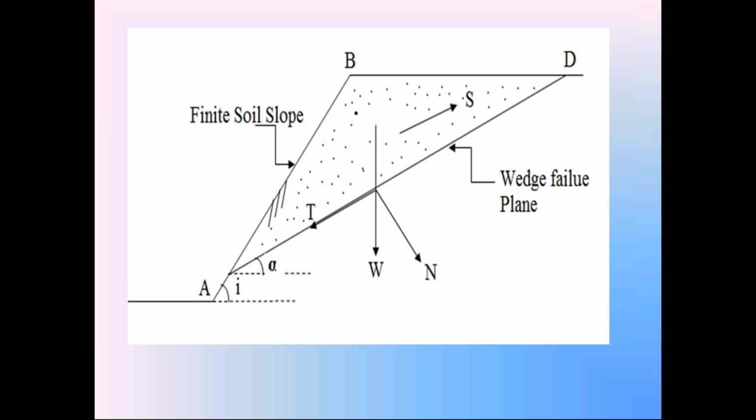Then we have the other shear strength, that is the shear strength force S of the soil. The shear strength force S is equal to capital C, the total cohesion, plus the normal force N into tan phi. That is the equation of shear strength S.